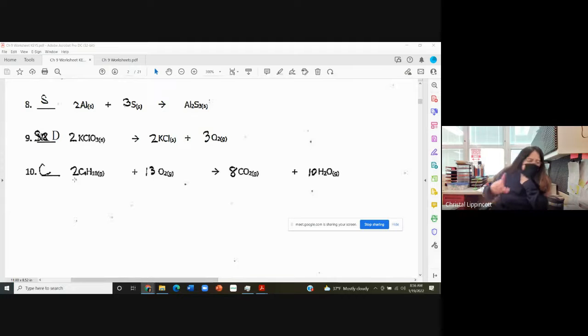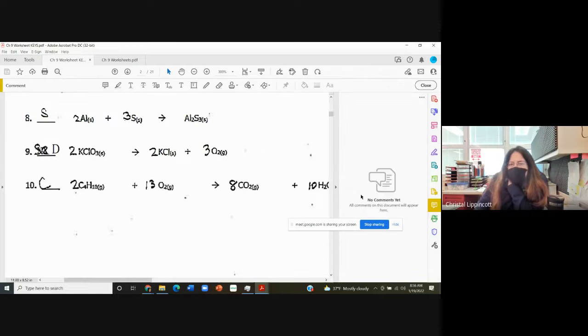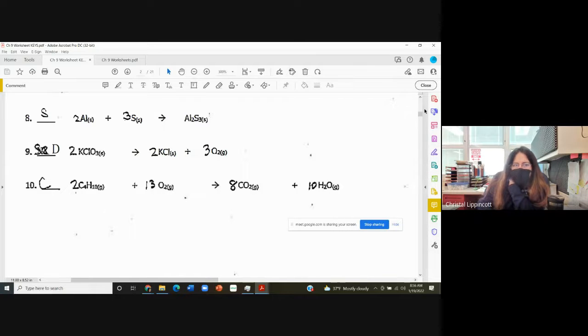Okay, so you go through, you start with a 2 here, and then once you have that 2 in place, you balance in that same order of appearance here. So you're going to balance your carbons on the other side. So 2 times 4 is 8. So you start with that. Then you balance your hydrogens. Well, 2 times 10 is the same as 10 times 2. So you've got that balanced.